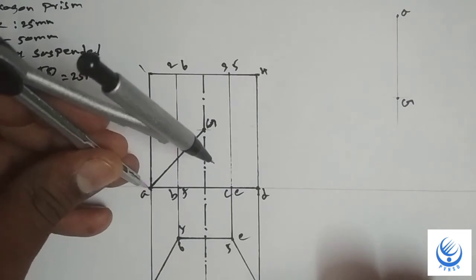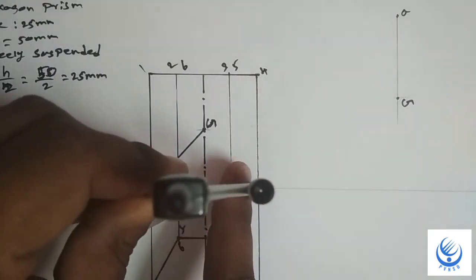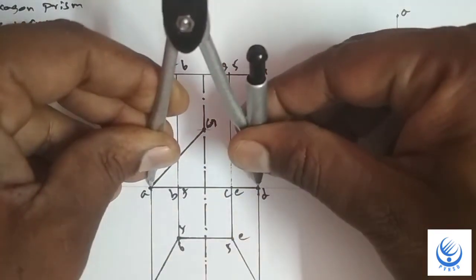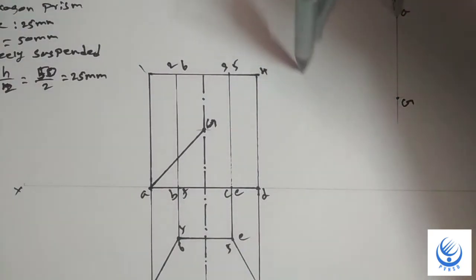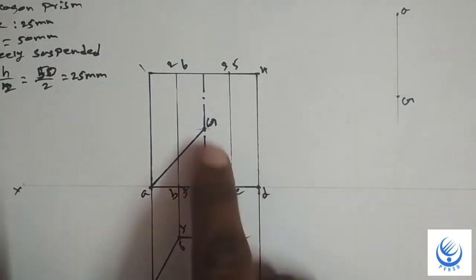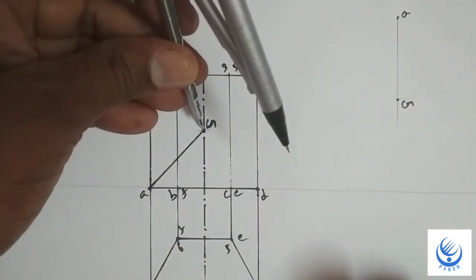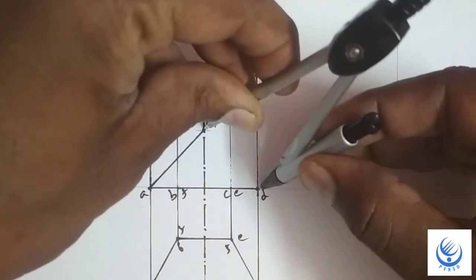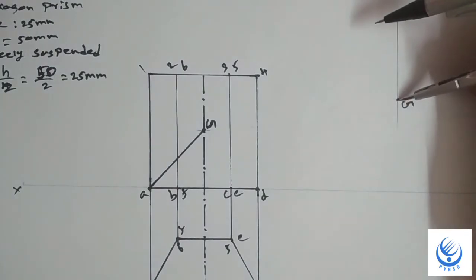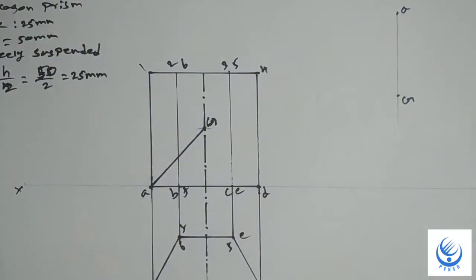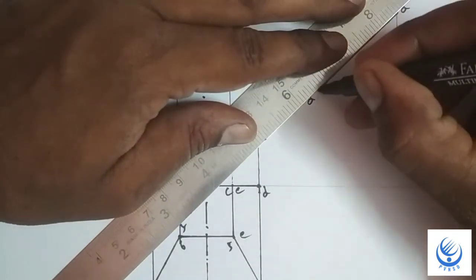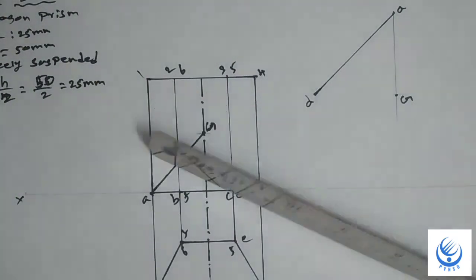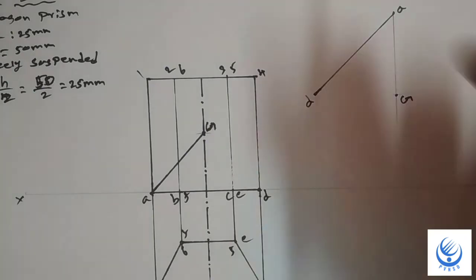The next step is to measure the distance A to D and cut the arc from A. Then measure the distance G to D and cut the arc from G. So you will get the letter D. Join these points. This is A to D.